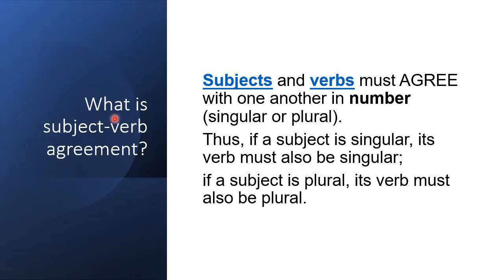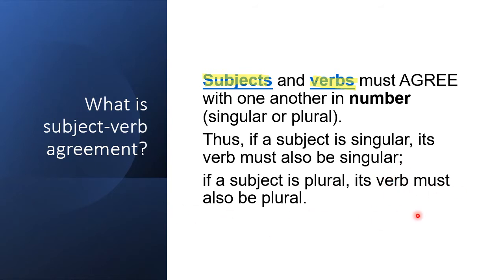So what is the meaning of subject-verb agreement? Okay, which means the subjects, all right, let me highlight the subjects and the verbs must agree with one another in numbers. So let's say if the subject is singular, the verb, which means kata kerja, 动词, must also be singular. So if the subject is plural, meaning more than one, banyak, its verb, kata kerja, must also be plural.